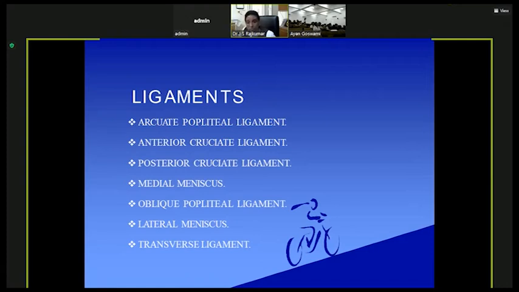All right. So let's go into these ligaments in a little more detail. Yes? Sir, actually, popliteus will do the unlocking.